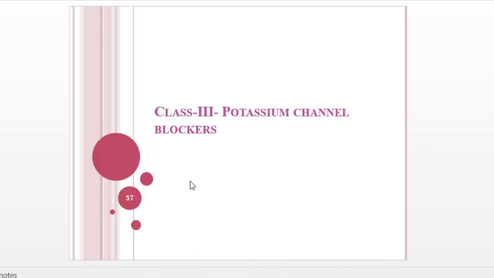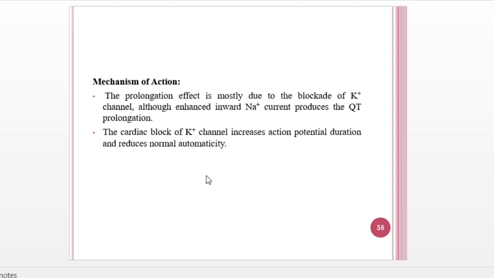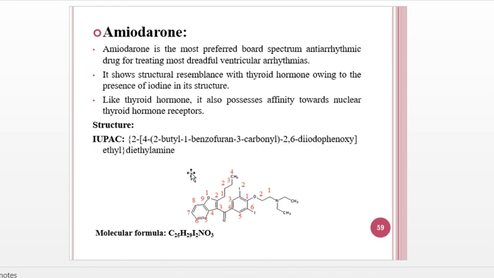Now we can go to the potassium channel blockers. So here we have discussed sodium channel blockers, beta blockers, and now potassium channel blockers. Potassium channel blockers mainly act by prolonging repolarization, mostly due to the blockade of potassium channels, which produces QT prolongation. The cardiac block of potassium channels increases the action potential duration and reduces normal automaticity. So this is amiodarone. Amiodarone is the most preferred broad-spectrum antiarrhythmic drug used for dreadful ventricular arrhythmia. It shows structural resemblance with thyroid hormone owing to the presence of iodine in its structure. Like thyroid hormone, it also possesses affinity towards the nuclear thyroid hormone receptor.